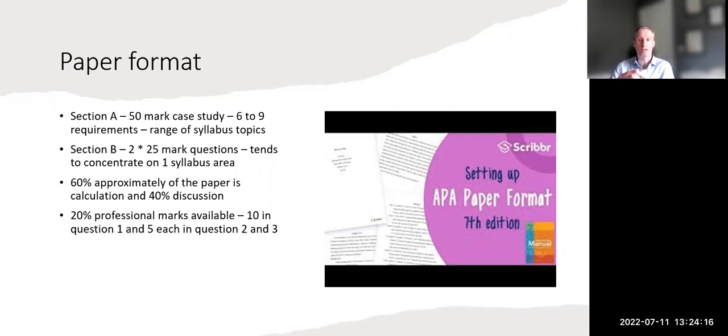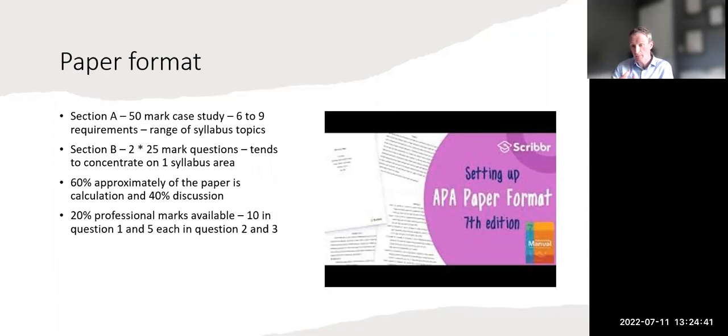So there might be a question, for example, on securitization, or there might be a question, for example, on interest rate risk, or for example, on mergers and acquisitions. And again, what they tend to do is they split the marks, ballpark, about 60% for calculation and 40% for discussion. And what we're guaranteed in the section B questions is that there will be 5 marks available for professional marks.